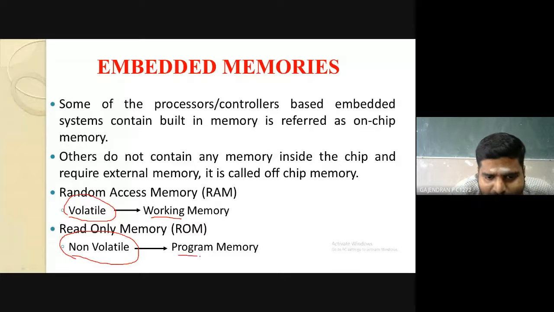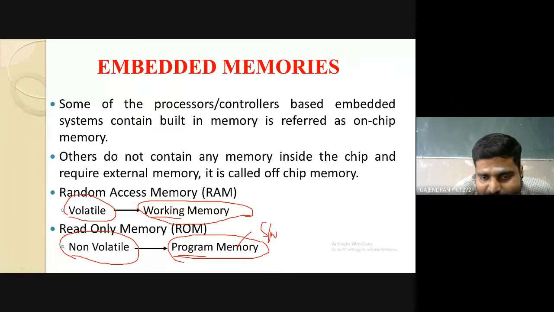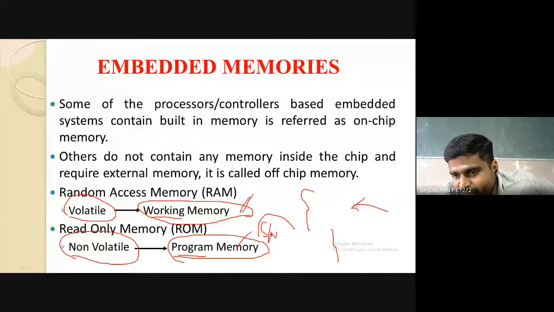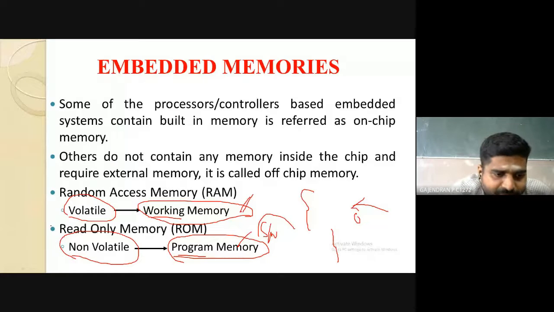Working memory, program memory. Program memory is the one where you will store your software. Working memory is a temporary memory location. Say, for example, you are writing some code and fetching some sensor data. The moment you fetch it, you need to store the sensor value. Where will you store it, in the ROM or the RAM?